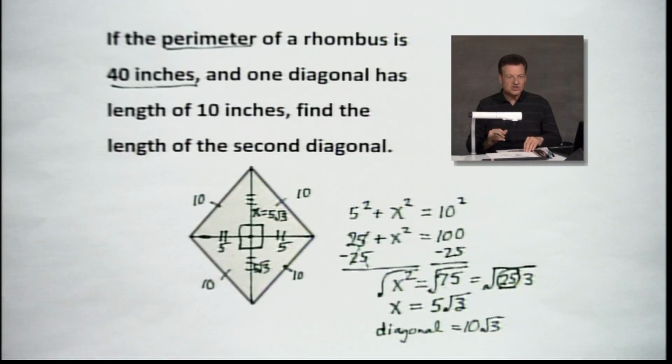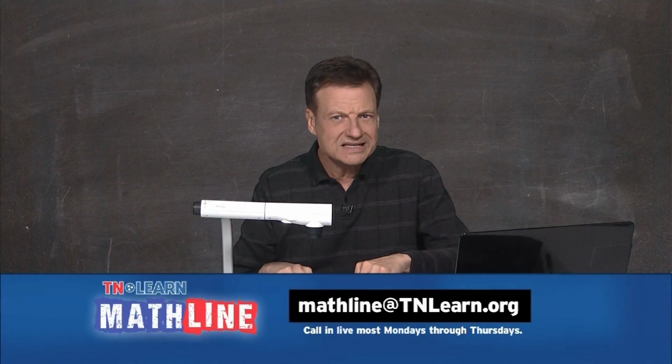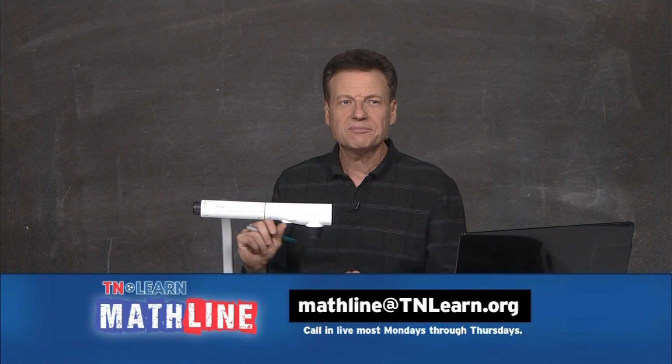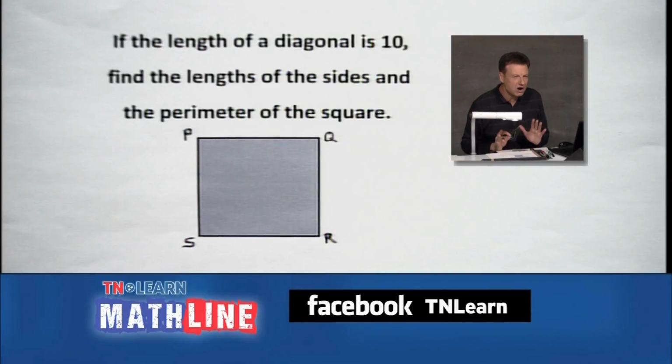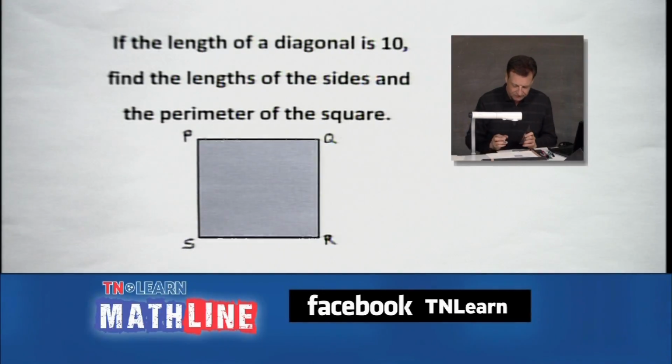So there's our second rhombus situation, where we have to look for the missing diagonal. And it's not that hard if you just remember some of the good things you've got going. Now, let's take a look at this last problem, because I think it's about all we're going to have. This is a square. Look at a square. And we've got the length of a diagonal is 10.